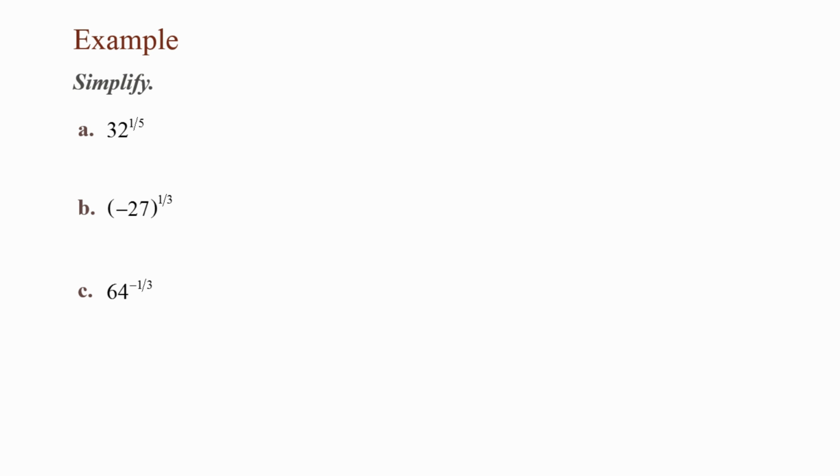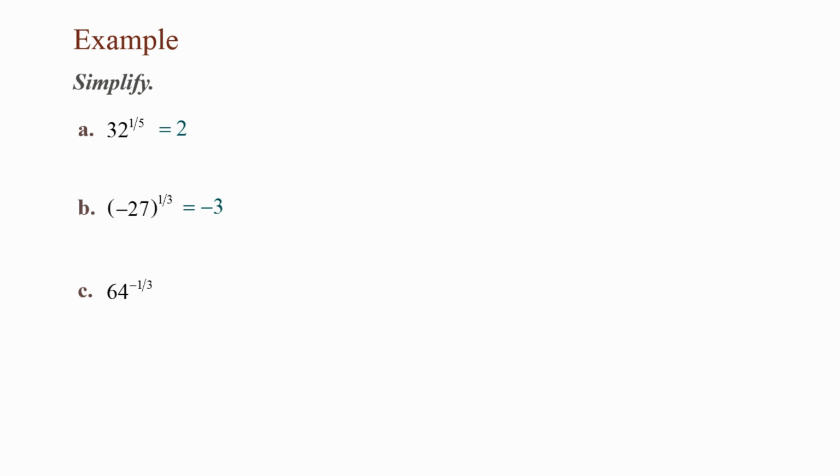In this example, we still want to simplify. A, I have 32 to the 1/5 power. That simplifies to 2. For B, I have parentheses -27 to the 1/3 power. The third root of 27 is 3, and since my denominator is odd, I can work -27. That gives us a -3.